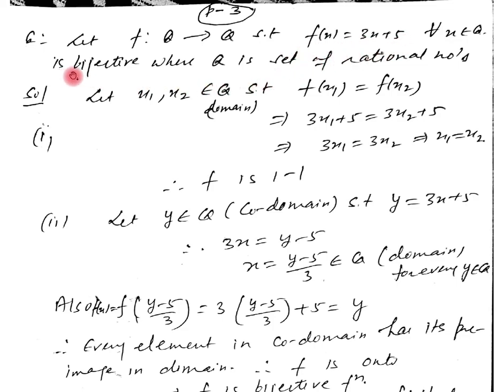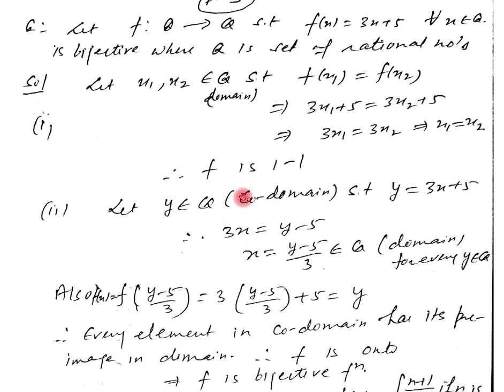Now the function is defined like this. We have to prove that the function is bijective. First we should prove that the function is 1-1. So whenever you have to prove a function is 1-1, let x1 and x2 belong to Q from the domain such that their images are equal. f of x1 equal to f of x2. Now putting these values here, 3x1 plus 5 equal to 3x2 plus 5. Simplifying, we get x1 equal to x2. So we can say the function is 1-1. As the images are equal, the elements are also equal. So we can say the function is a 1-1 function.